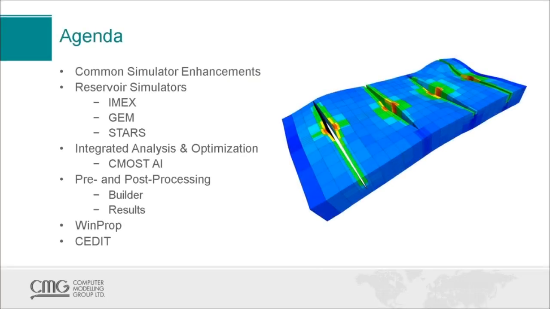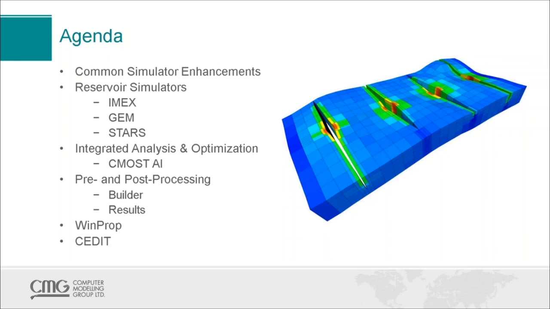So the layout for this webinar is going to be similar to the what's new for last year. First, we're going to go over the common simulator enhancements, and then we're going to talk about the individual product improvements, being the 3 simulators, IMEX, GEM, and STARS. And then we're going to go over CMOST AI, and then the improvements to our pre- and post-processing software, Builder and Results. We'll talk about the improvements to our fluid characterization software, WinProp, and then we'll go over some of the supporting CAS software, including cEdit.